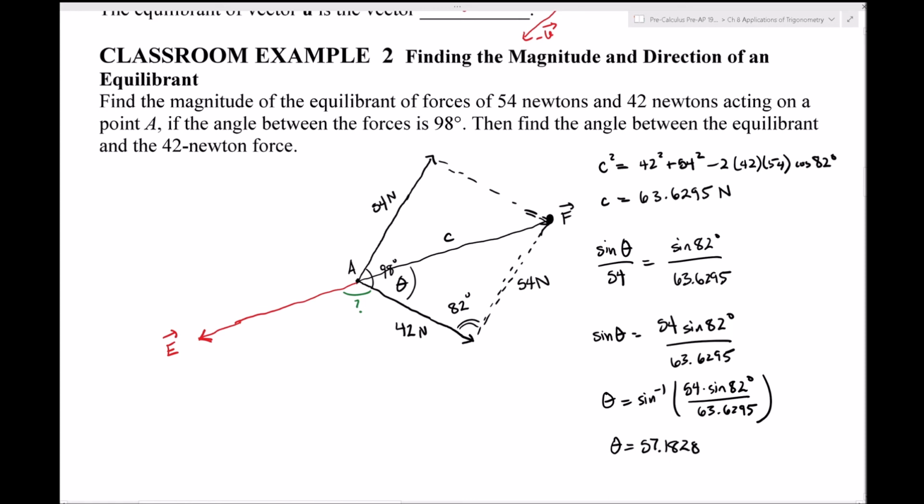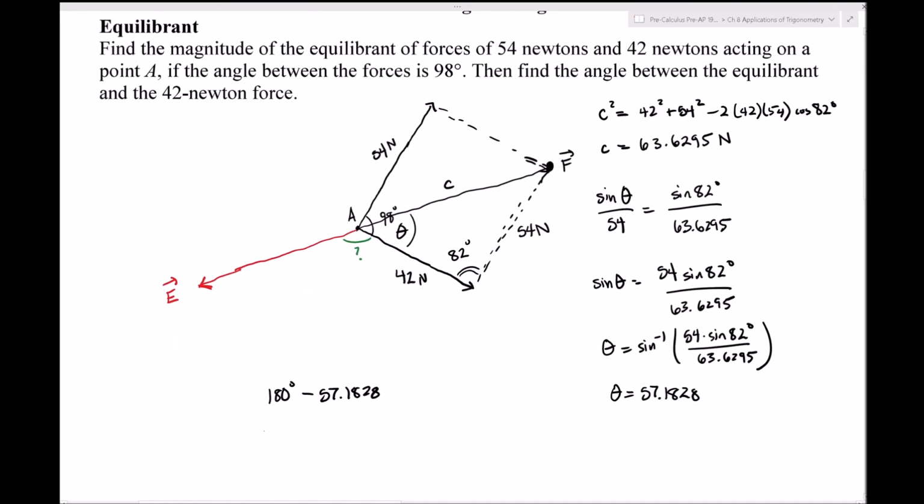And I think I'm almost done. What was the strategy that I was going by, or what was my game plan? If you take E and F, those two forces, one of them is the resultant force and the other is the equilibriant of that resultant, and those two form a 180 degree angle. Because they form a 180 degree angle, I know that the angle theta is 57.1828. The other angle that we were wanting, which is the angle between the equilibriant of the resultant and the 42 newton force, is just 180 minus that. So the one that we want is 180 degrees minus the one we have, 57.1828.